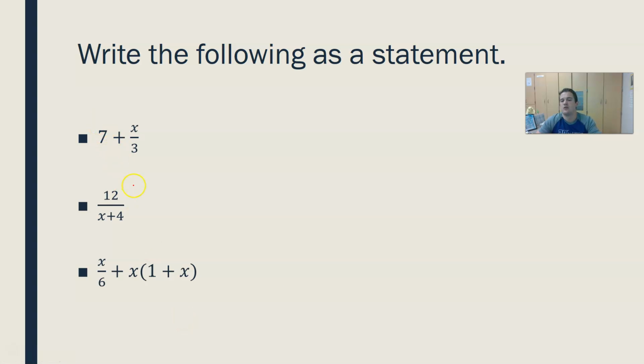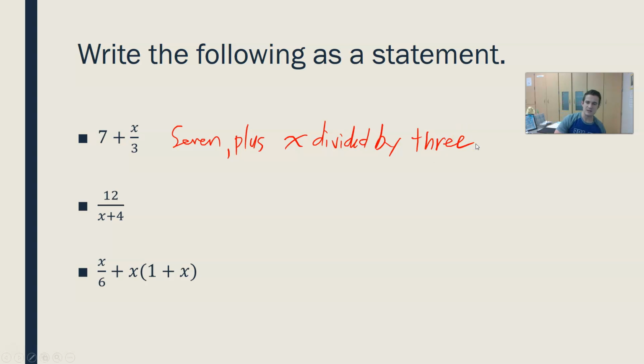Same thing here. So here I'm going in reverse. I'm going to give you the equations. I want you to write it out in like English words. So here, this is 7 plus x divided by 3. I could literally write my statement that way. So I could write 7 plus x divided by 3. That's not the only way you could write that statement, but that's one of them.